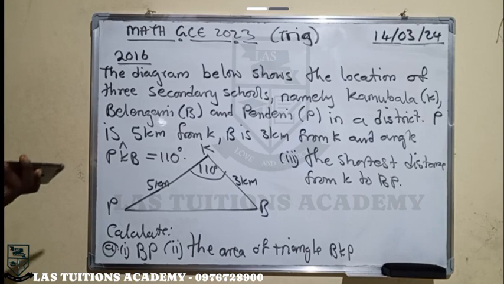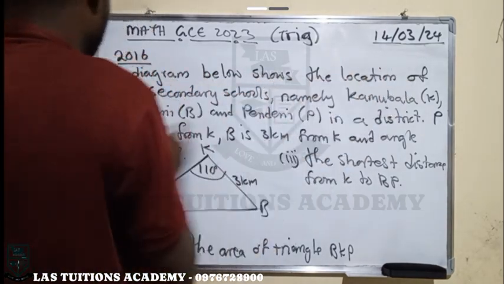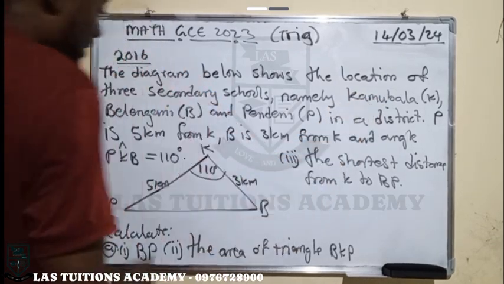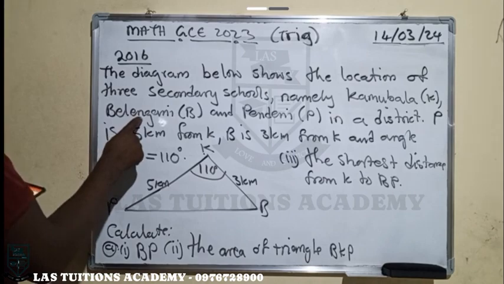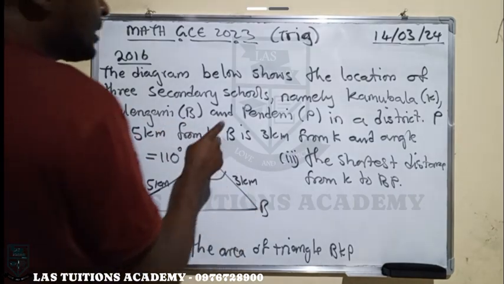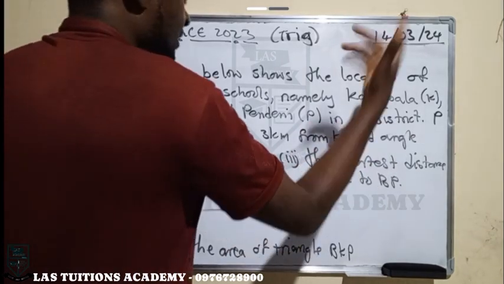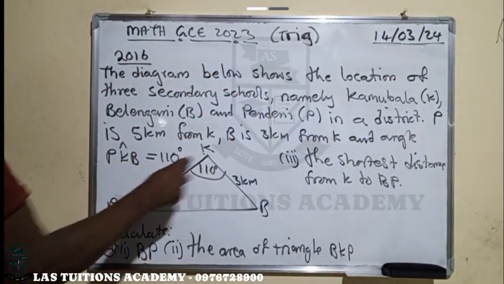Okay, so this is the question that we have here. We have the diagram below, which shows the location of 3 secondary schools, namely Kamuvala, which is K here, Berengani, which is B there, and Pendeni, which is P here, in one district. So P is 5 kilometers from K. From K to P is 5 kilometers.